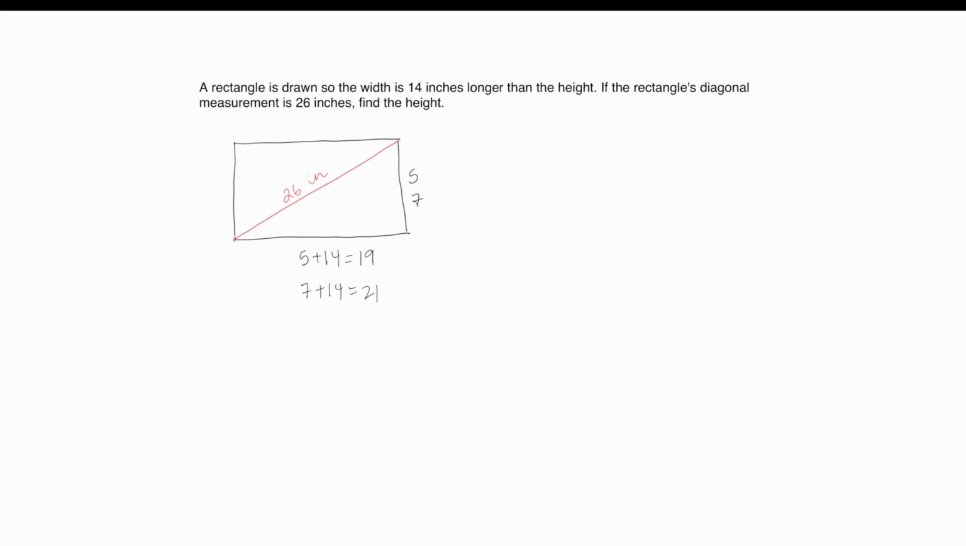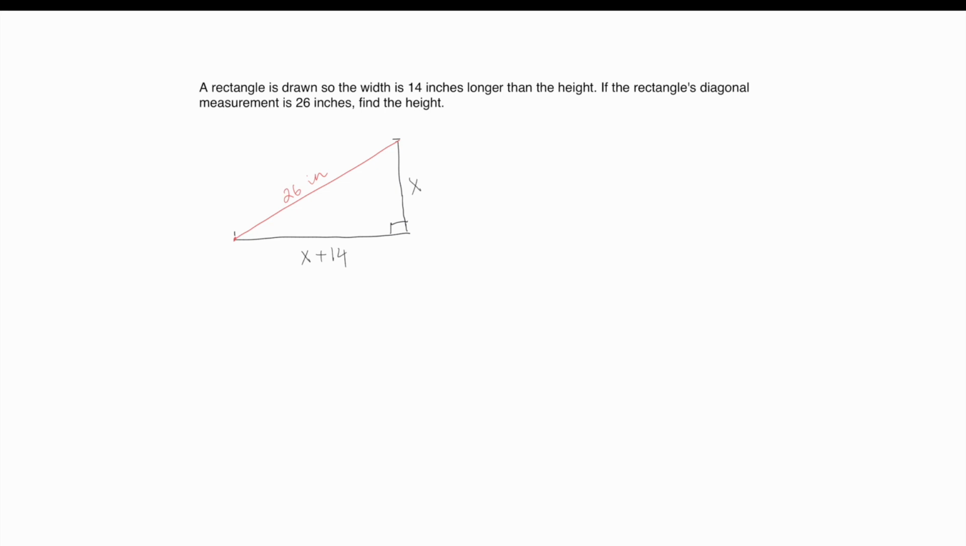Again, we don't have the height, so what we'll do is make our height an x, and that will mean our width is x plus 14. Now we don't really need this top part of the rectangle, so I'm going to erase that. And what we're left with here is a right triangle. There is this right angle with two legs. The first leg is x plus 14, the second leg is x, and the hypotenuse is 26.